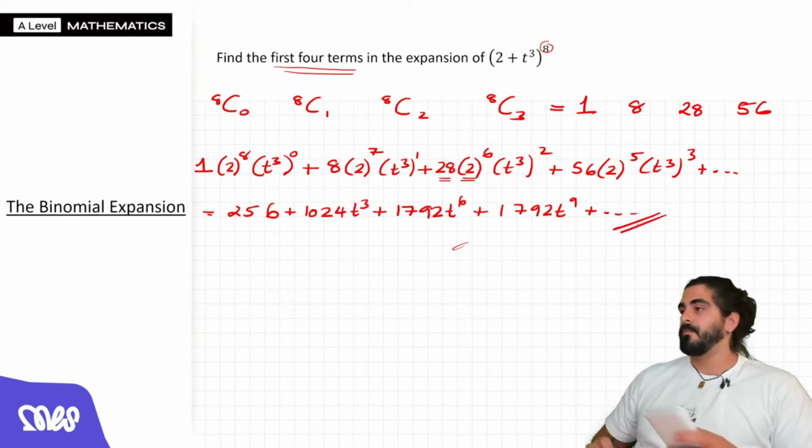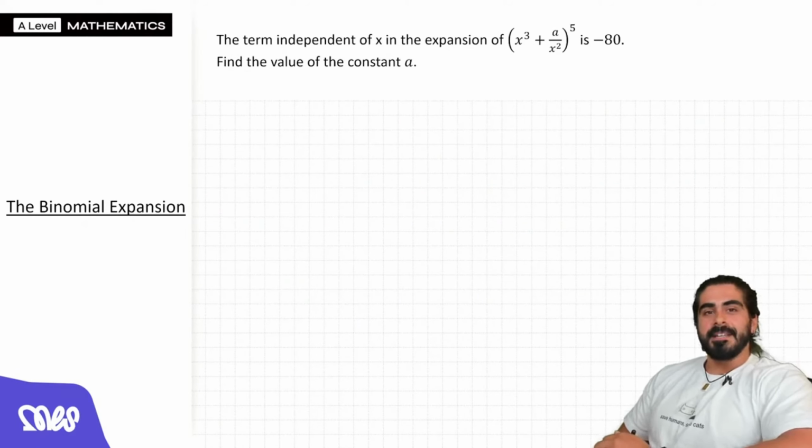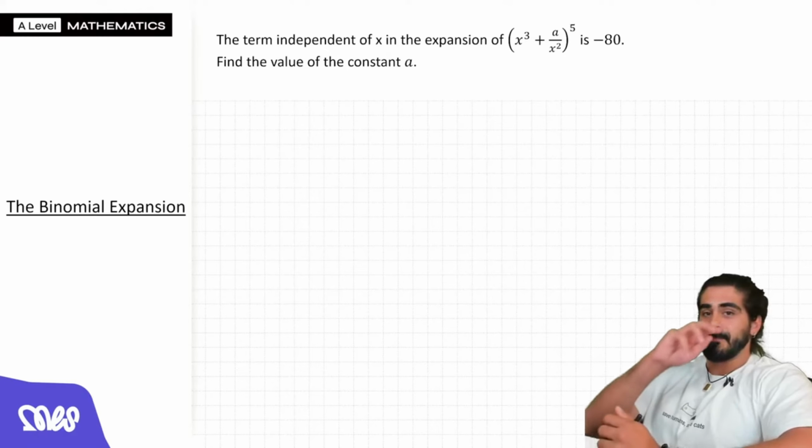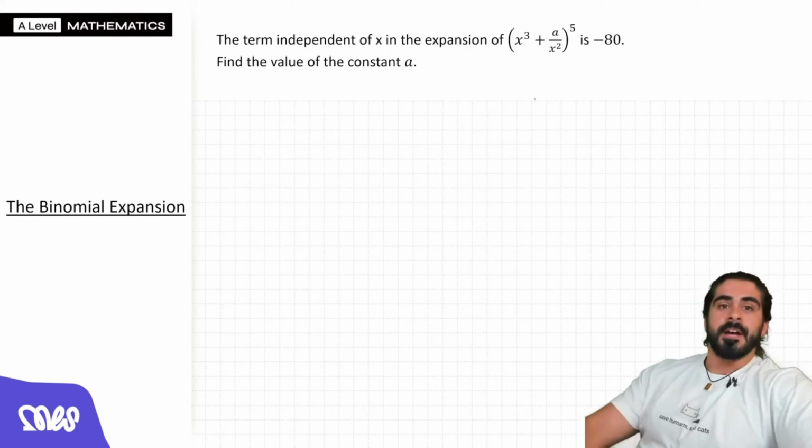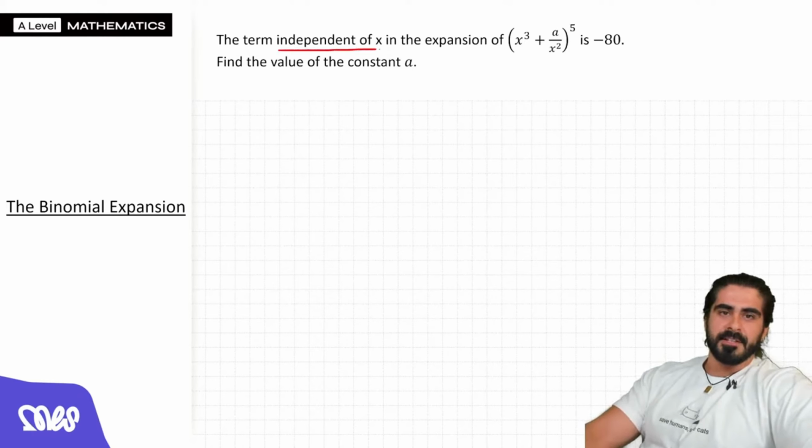There you go. The term independent of x in the expansion of x cubed plus a over x squared, to the power of 5, is minus 80. Find the value of a. Now, we all know, hopefully, what independent of x means. Independent of x means that there's no x term.